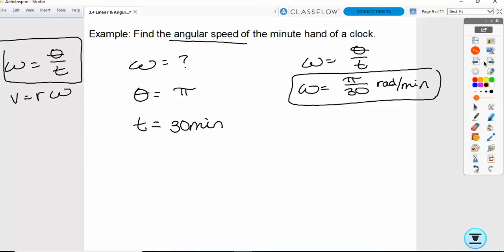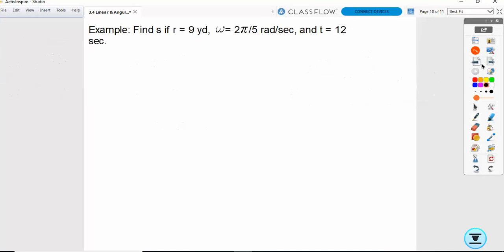All right. Let's look at a last example. Find S if R is 9 yards, omega is 2 pi over 5 radians per second, and t is 12 seconds. So double check, these are both seconds, so we're good. If one of them was seconds and one was minutes, we need to convert. We want the same units when we do a problem.